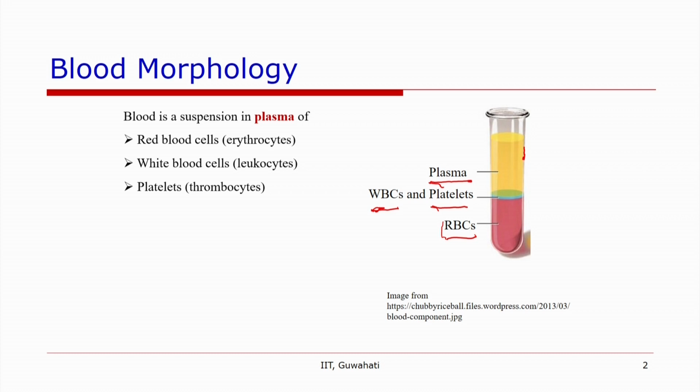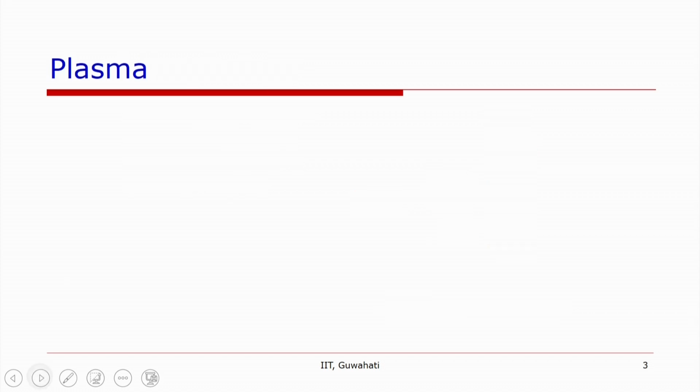You can see from here that plasma constitutes about 55% of blood, and red blood cells constitute about 40 to 45% of the blood, and white blood cells and platelets constitute about 1% of the blood volume. So, let us look at these components one by one.